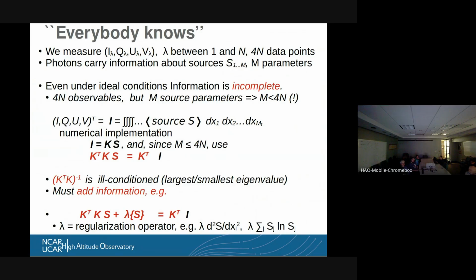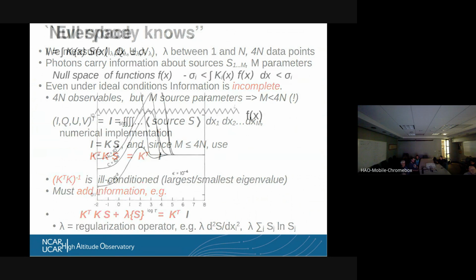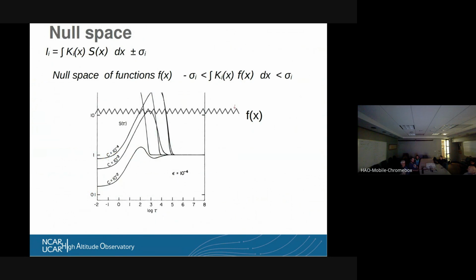Another option is perhaps the information entropy that you could use. That's non-linear in S, so you'd have to come up with a linearization or something. Linearization works really well. It's rather straightforward to implement a maximum entropy kind of solution. And again, you're looking for the smoothest solution compatible with the data.